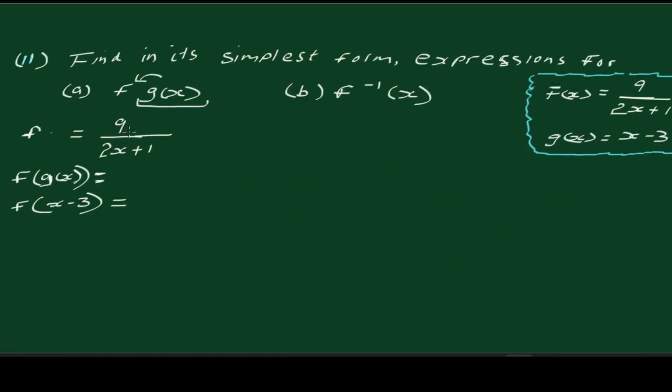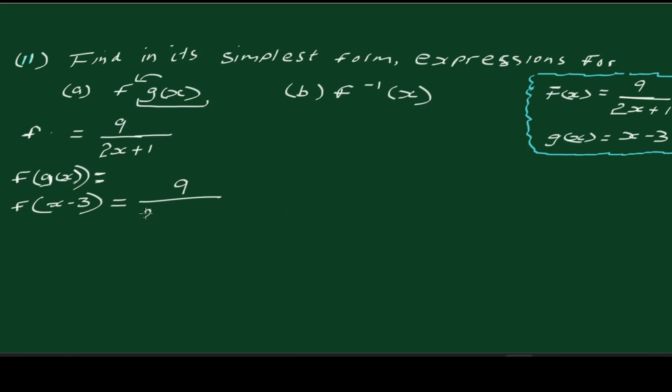Now the function f is 9 over 2x plus 1. And into this function here, we want to input function g. But what is function g? Function g is x minus 3. So to the function f, which is 9 over 2x plus 1, we want to input x minus 3 because function g is equal to x minus 3. So again, we'll restate the question here. Anywhere we see an x in function f, we're going to replace it with x minus 3.